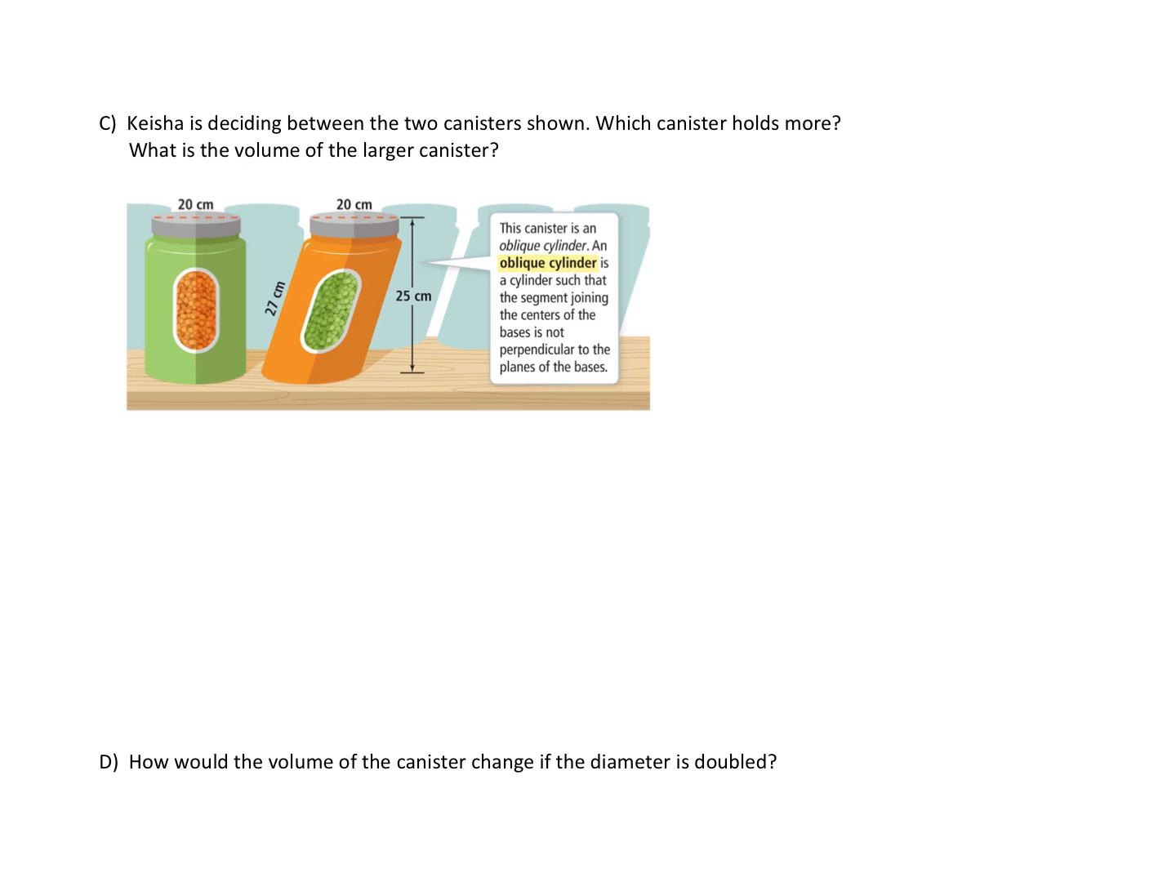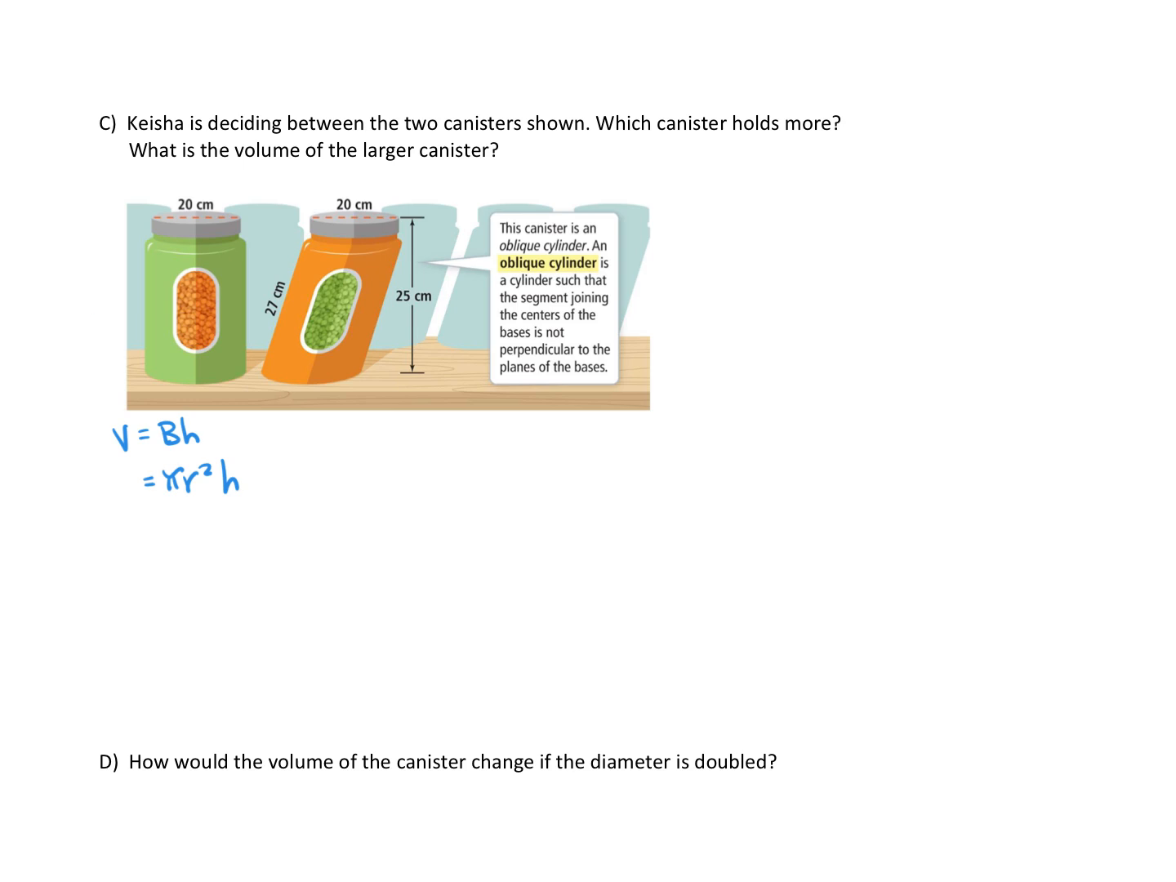Well, let's just find the volume of each one. So volume of a cylinder is area of the base times height, just like a prism. But we know because this is a circular shape, the area of the base is going to be pi r squared times the height of the cylinder.